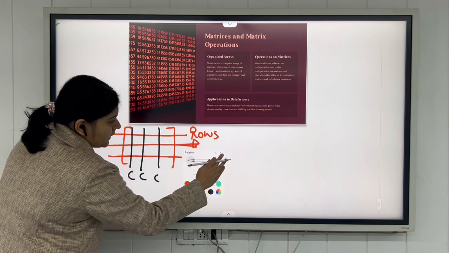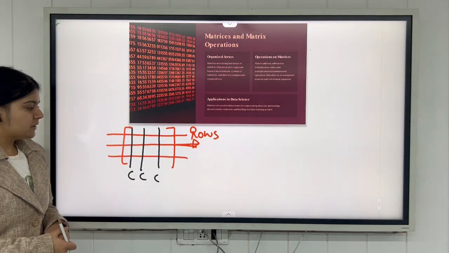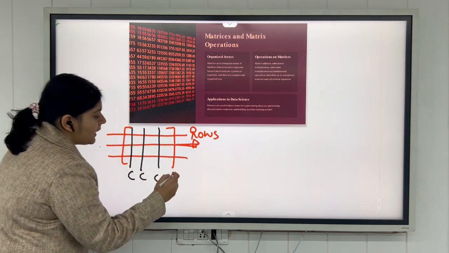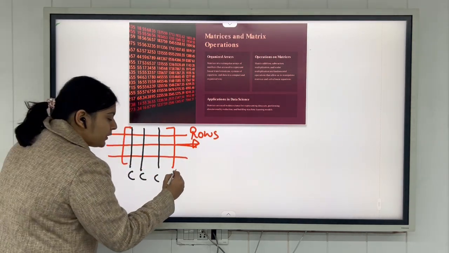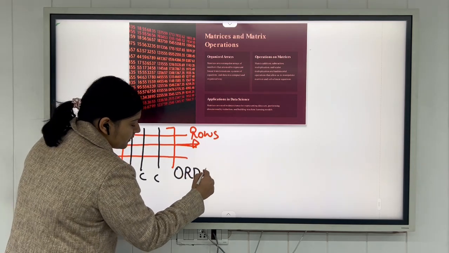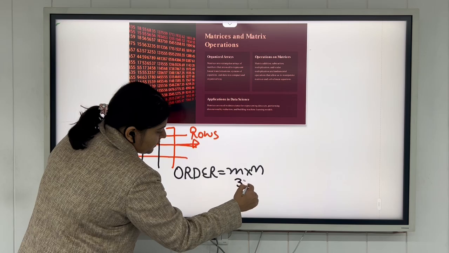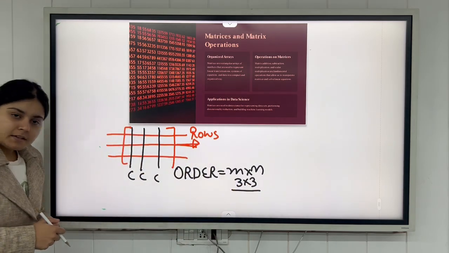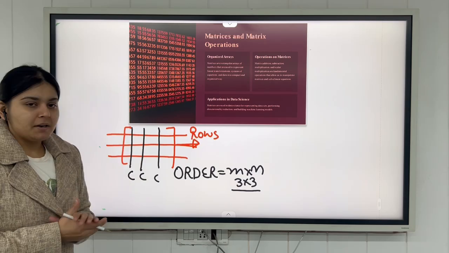Now, from this picture, it depicts that you have 3 horizontal rows and 3 columns. So the order of this matrix would be, I hope you are all aware, m cross n, which is a 3 cross 3 matrix, right? Now, we have defined that this is a matrix.